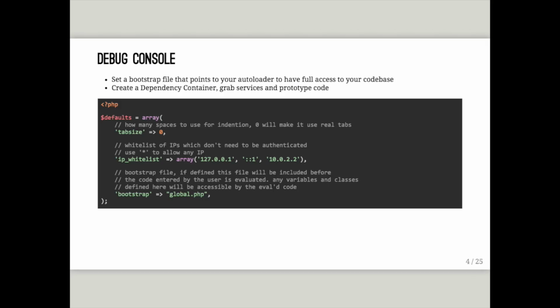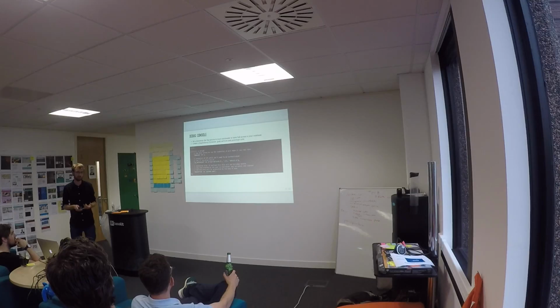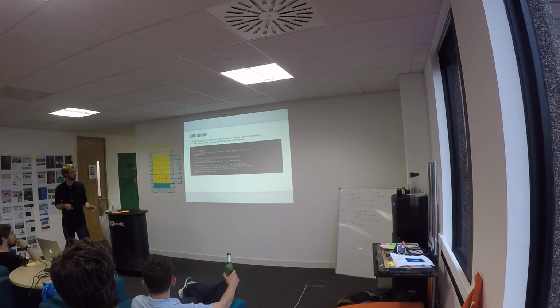But the best thing it does is allow you to define a bootstrap file. So if you go into the config, right where it says bootstrap, you point that to your autoloader, and then any code you type in that left-hand panel has access to all of your libraries. So I use that to fire up a dependency container, grab any of the services I need, and I'm writing code that could go into a controller or a command line script straight away.